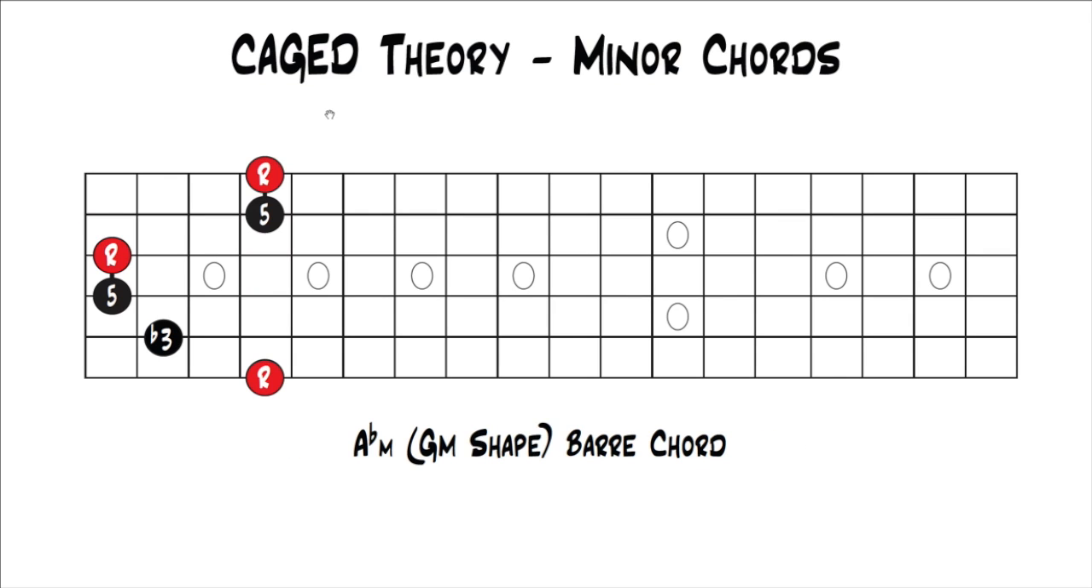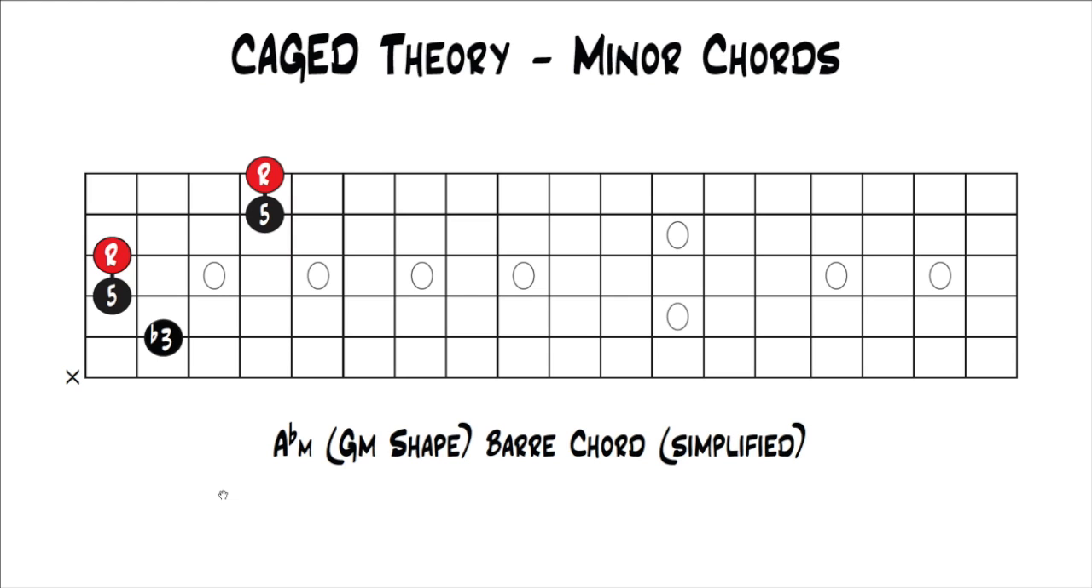Or another thing we could do, instead of keeping the low notes and the root in the bass, is remove the root and simplify this shape, and we end up with this shape. Now it's still an A flat minor bar chord using the G minor shape, but it's actually an inversion, because the flat 3 is in the bass instead of the root, so it's first inversion.